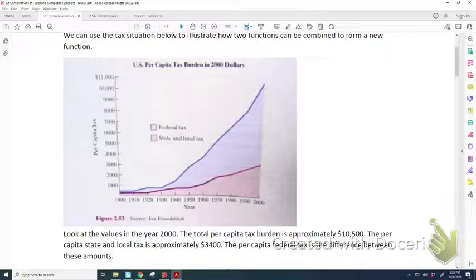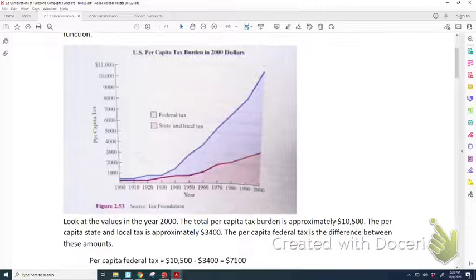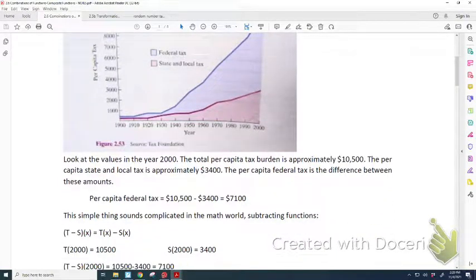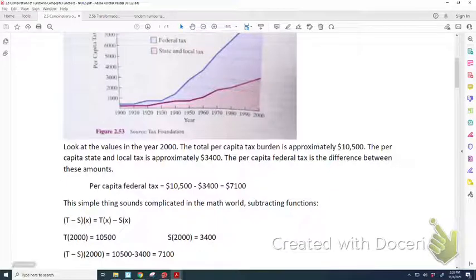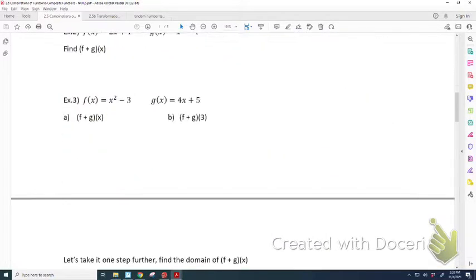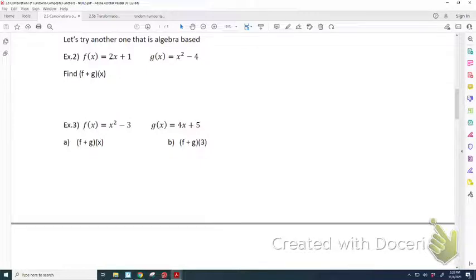If I go down to the red, that's just state. So a question could be like, what was just federal? That means you had to subtract the two. And then notice they use this weird notation down there, t minus s of x. But you end up with just a function where you're subtracting the two. So if you look at the year 2000, you get 7,100 because you subtract 10,500 and 3,400. That's all we're doing is simple math. It's just different notation. So on number 2, let's give this a try.